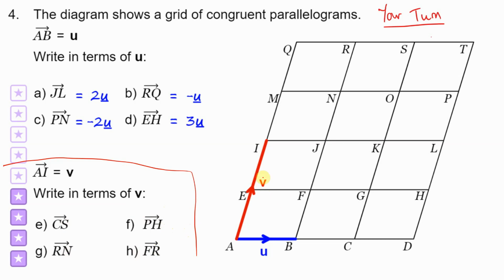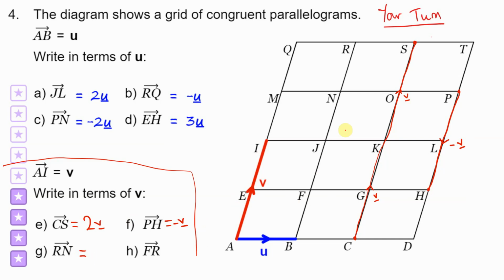Okay, hopefully you've had a good go at them, and let's have a go through. So C to S, that's going to be from here to here. So V would be this, that is V, but I need to go another lot of that, another 2 blocks up. So this would be 2V. How about PH? So P to H, I'm going down by 2 blocks. So that would be negative V, because I'm going in the opposite direction to what V is telling me to go in. V is telling me to go up, I'm going down by the same amount.